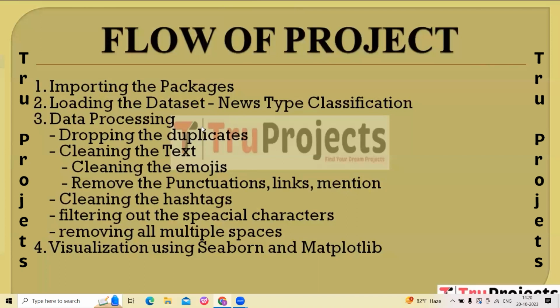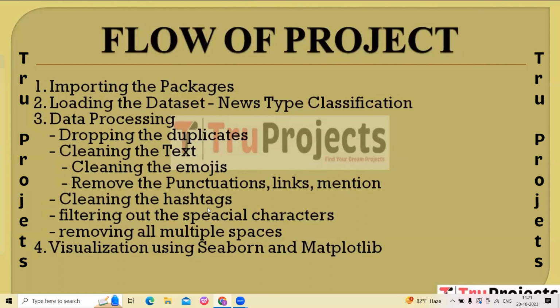Then next here we have data processing. Dropping the duplicates. Remove duplicate rows if any exist in the dataset to avoid bias. Cleaning the text. Cleaning the emojis. Remove emojis from the text data as they might not be relevant for the classification task. And second, here we have remove the punctuation, links and mentions. Eliminate punctuation marks, hyperlinks and user mentions, for example @username, from the text to focus on the text content.